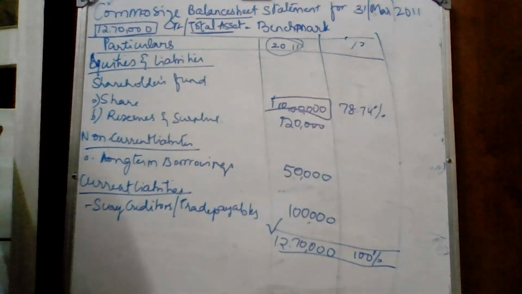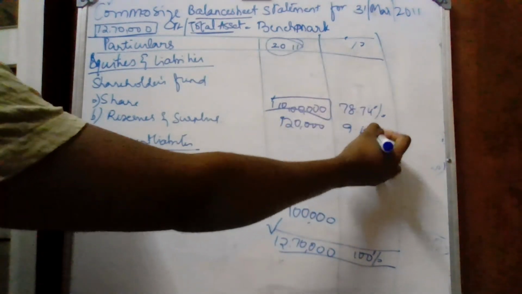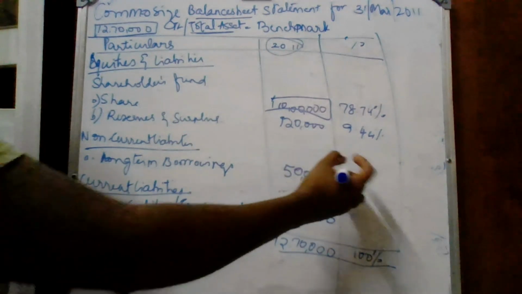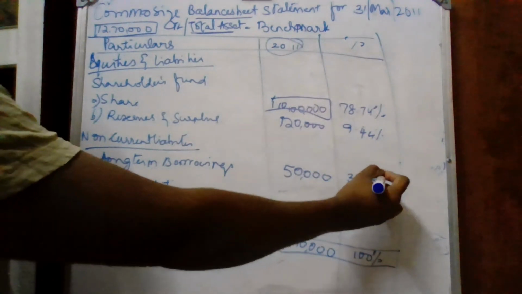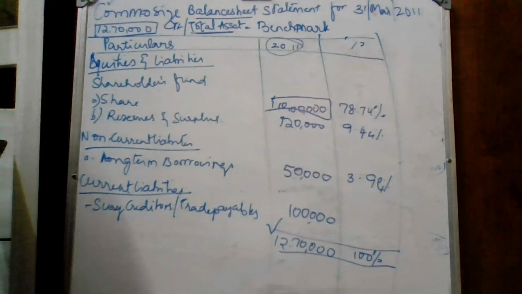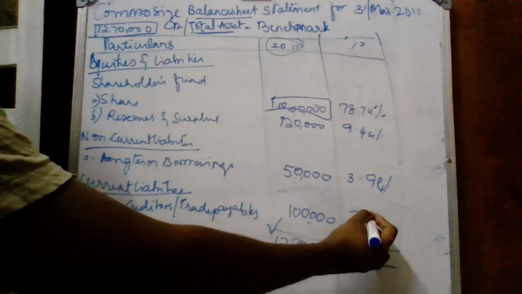We shall do it for all the other items. 1,20,000 divided by 12,70,000 into 100 is 9.44%. Then we have 50,000. 50,000 divided by 12,70,000 into 100 is 3.94%. 1 lakh divided by 12,70,000 into 100 will be 7.87%.